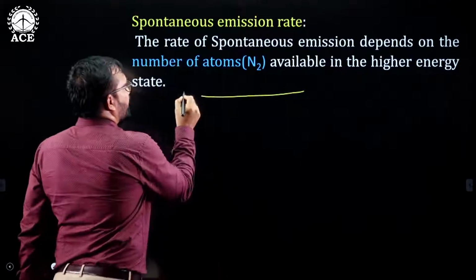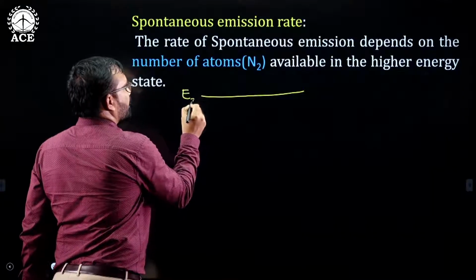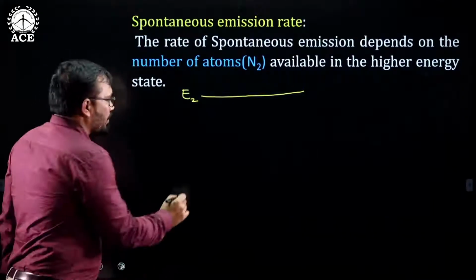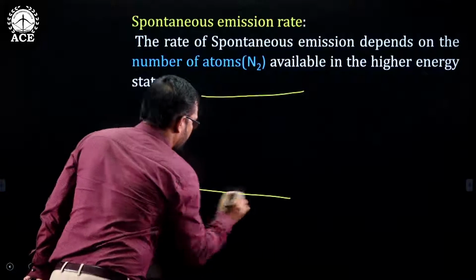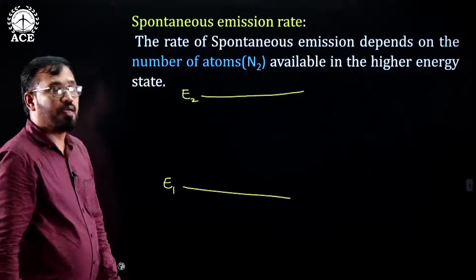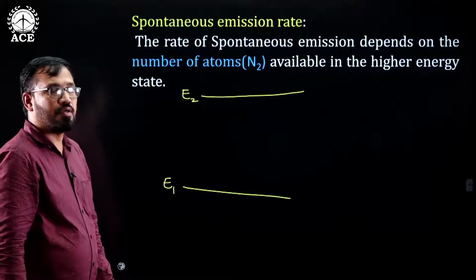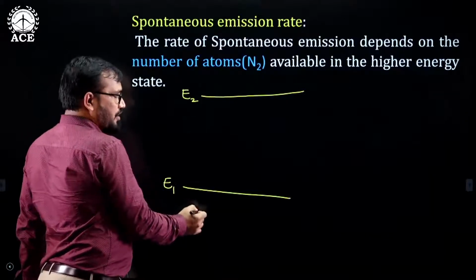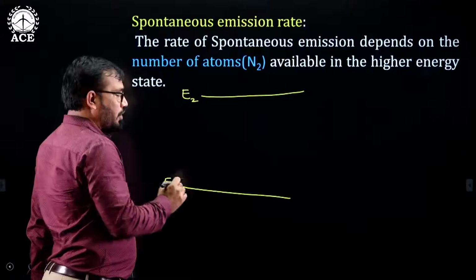So see here, it is E2 level. What is that? E2 level. Next, what am I having? E1 level. E2 level and E1 level that I am having. Okay, E2 is the excited level. E1 is the lowest energy level, the lower energy level.